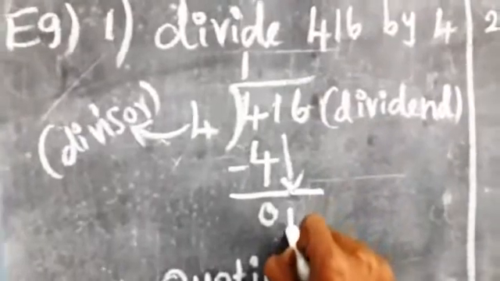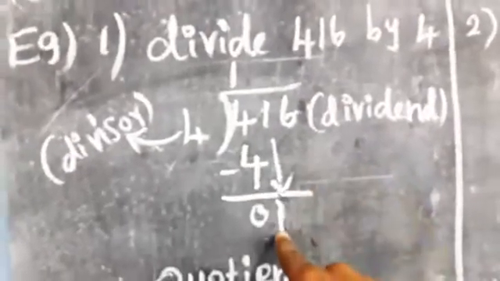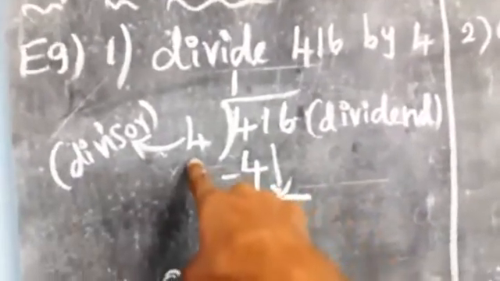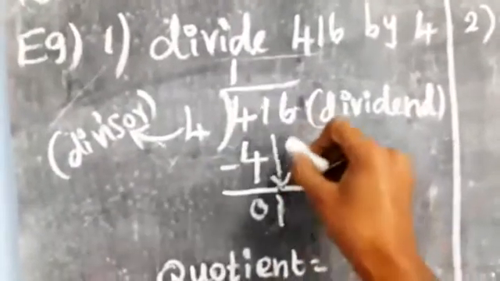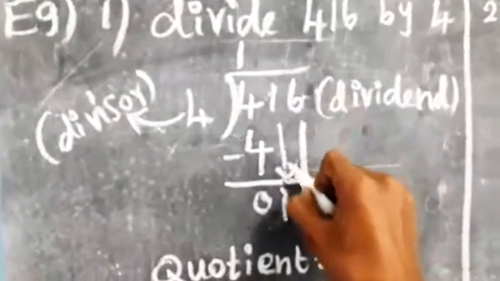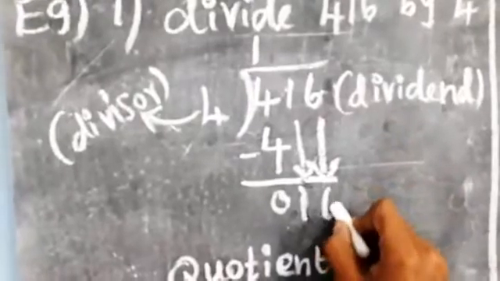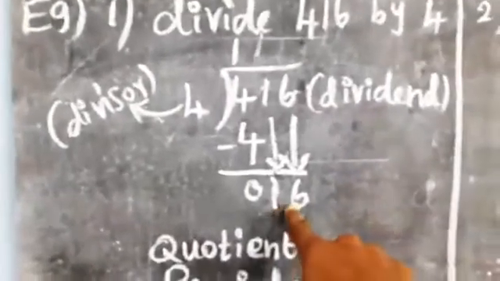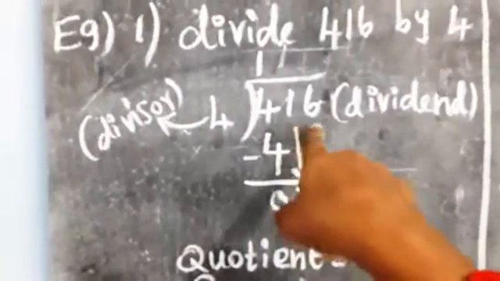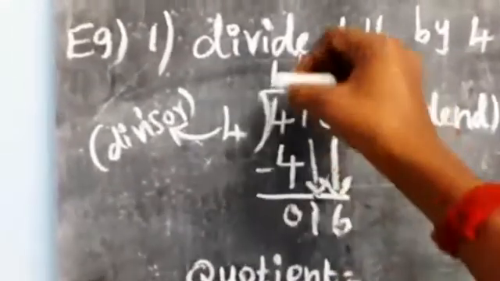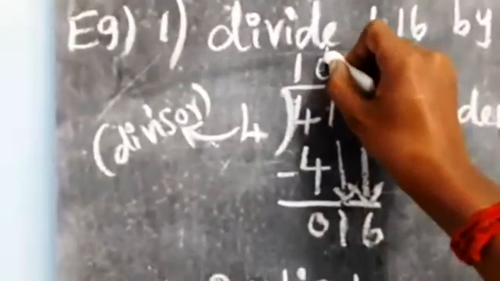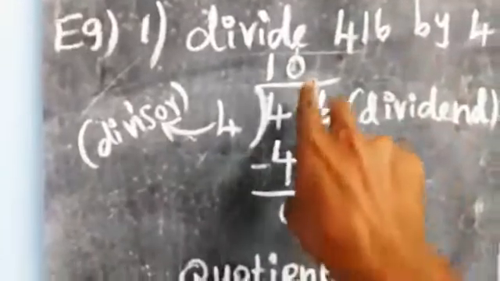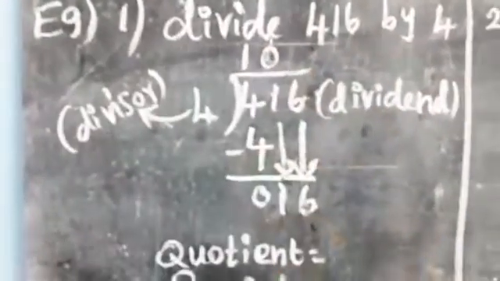What number? Yes, 1. Here only 1 will be there, and 4 is bigger, so we cannot subtract. So we bring down another number, 6. You bring down two numbers, so you put a 0 in the quotient.